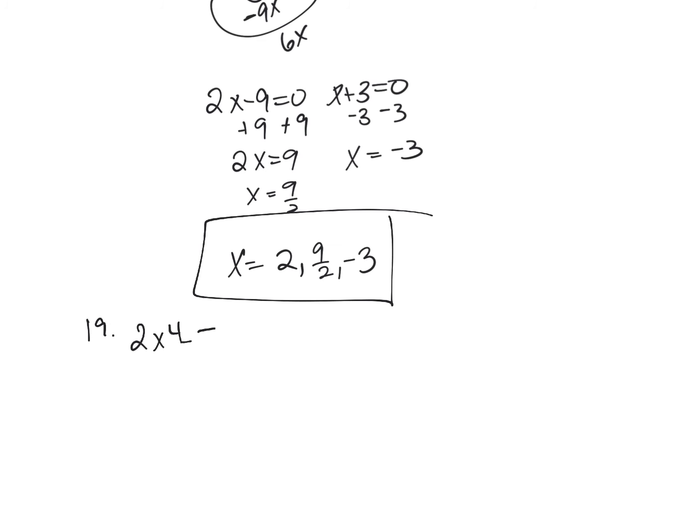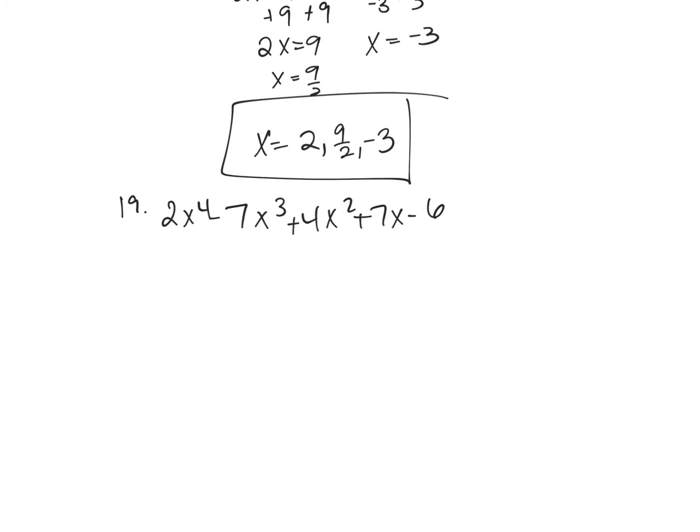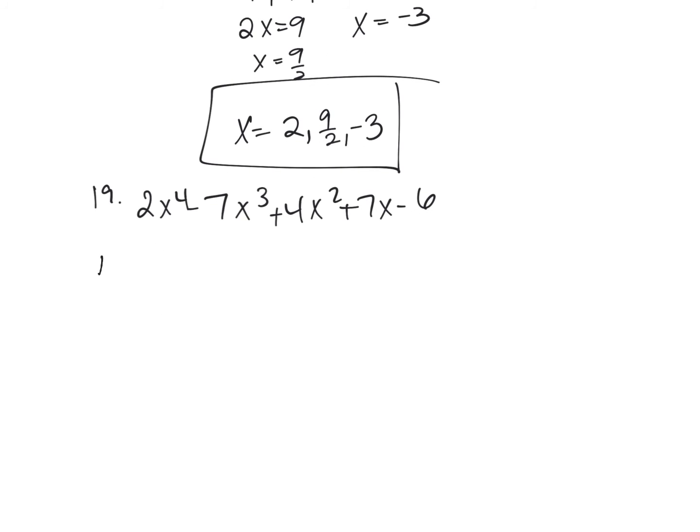2x to the fourth minus 7x cubed plus 4x squared plus 7x minus 6. So luckily this is a small list. 1, 2, 3, and 6. 1 and 2.